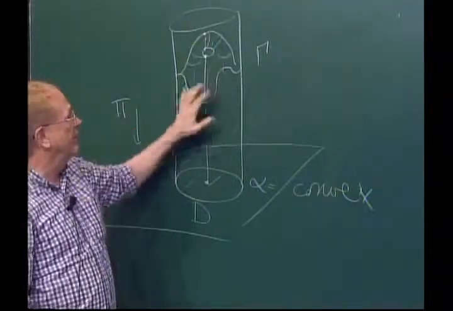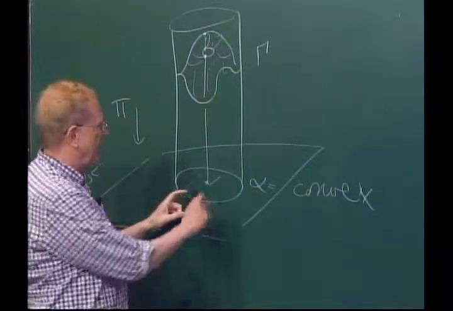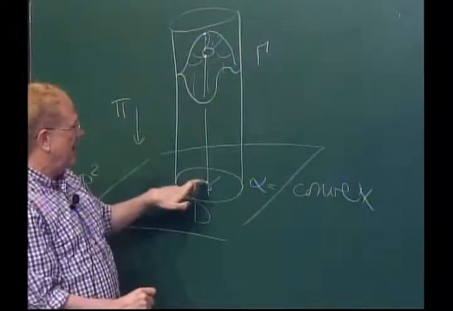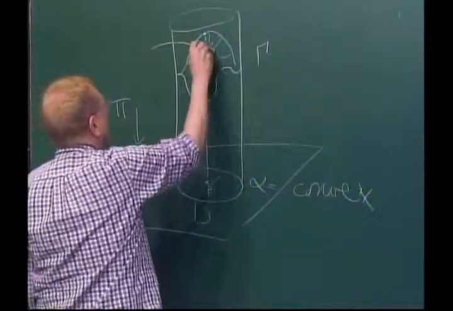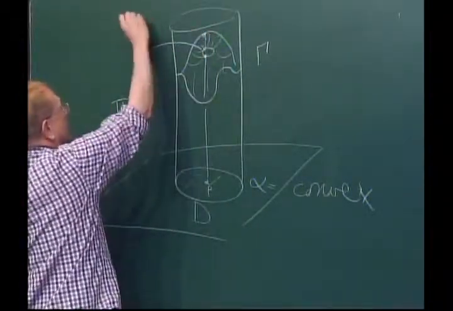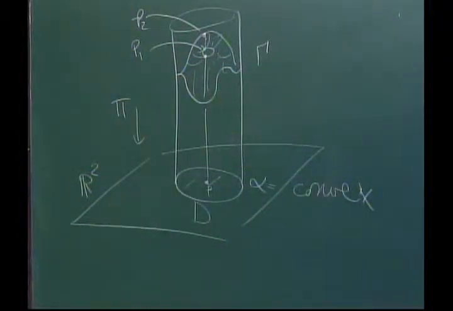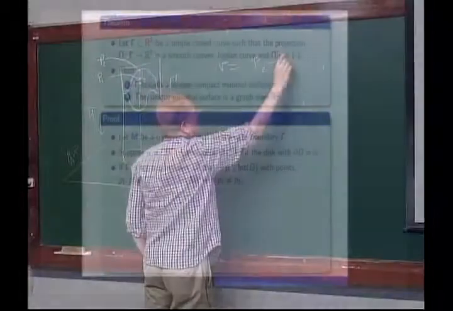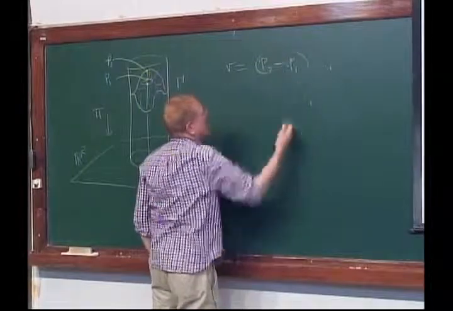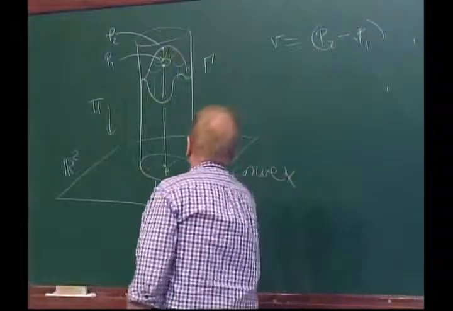So the interior of the surface goes into the interior of the solid cylinder. So this point here where you're not a graph is happening at an interior point of the disk. Okay? So we have at least 2 points. We have a point P1, a point P2, which are in the pre-image of that point, in other words, on the vertical line above the point. And then you can write down the vector v, which is P2 minus P1.